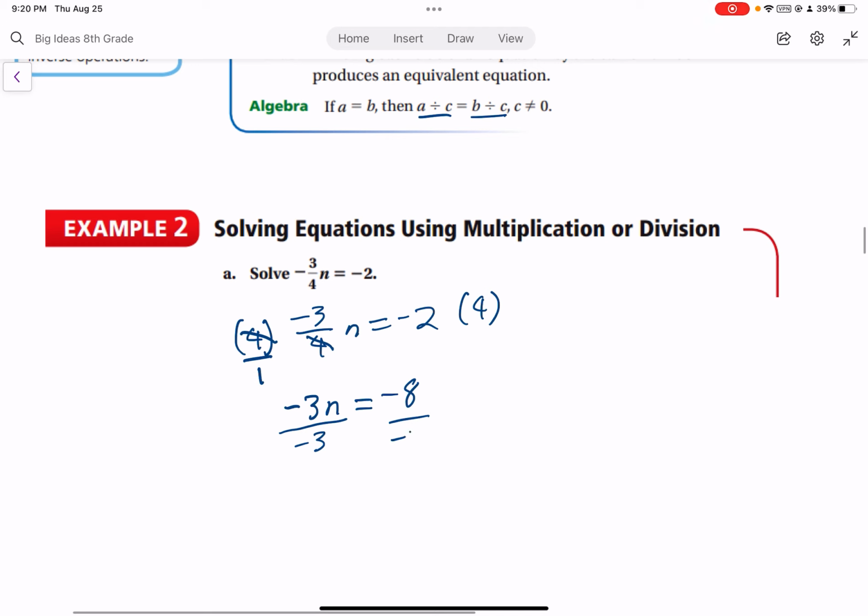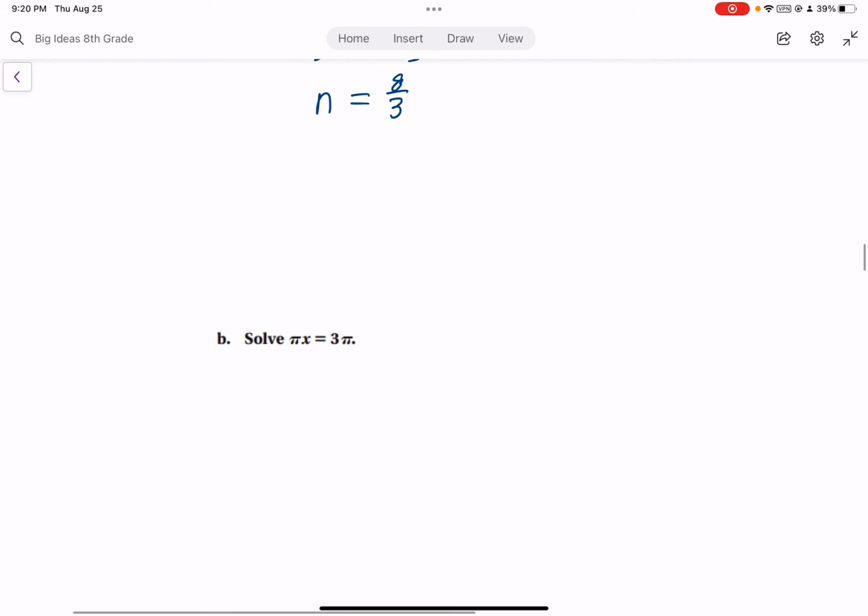I'm going to divide on both sides, and I get n is equal to 8 over 3, because our two negatives are going to cancel out, and we're going to have a positive answer. All right. This one will be a little bit easier.